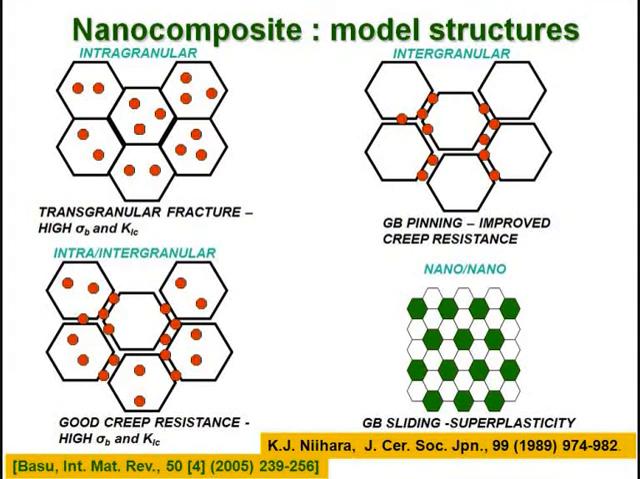Now the question is, what is a biomaterial nanocomposite? This is Koichi Niihara from Japan. He defined nanocomposites in such a way that it can be intragranular, when the nano-sized particulates are inside the grains. Second is intergranular, when nano-sized particulates reside at the grain boundaries. Third, it can be a mixture of both, and the fourth one is nano-nano, when both the matrix and the particulates are nano-sized.